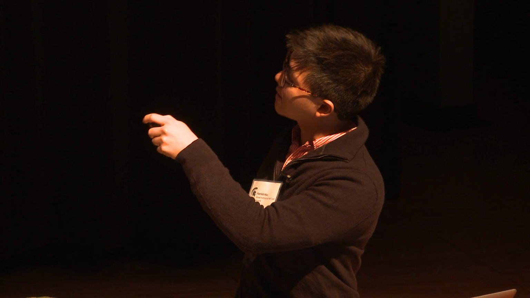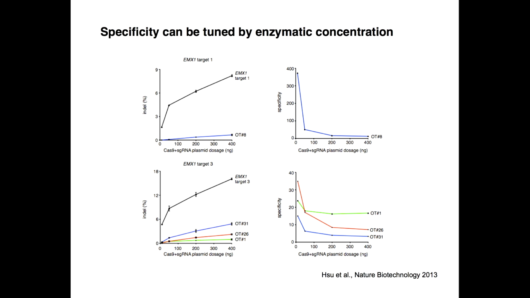However, we were first asking ourselves, given this kind of specificity, if you have an on-target modification of almost 50%, an off-target modification of almost 20% is really quite poor. So how could we make this better? It turns out that specificity is tuned in part by the enzymatic concentration. The amount that you deliver is really important.